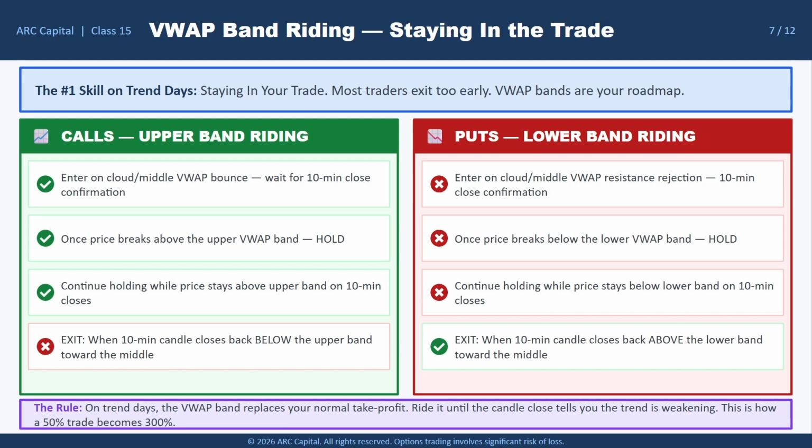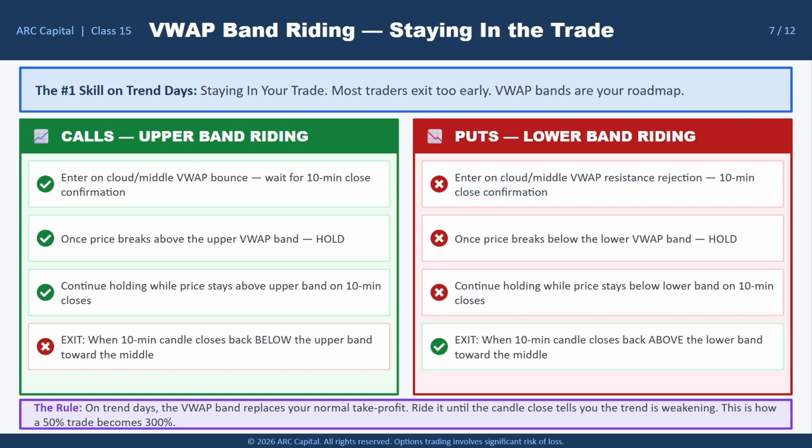I'll go over it. So, the number one skill on trend days, staying in your trades. Most traders exit too early. VWAP bands are your roadmap. So, on the call side, you're going to be riding the upper VWAP band, right? That green line. Enter on the cloud slash middle VWAP bounce. Wait for a 10-minute close for confirmation.